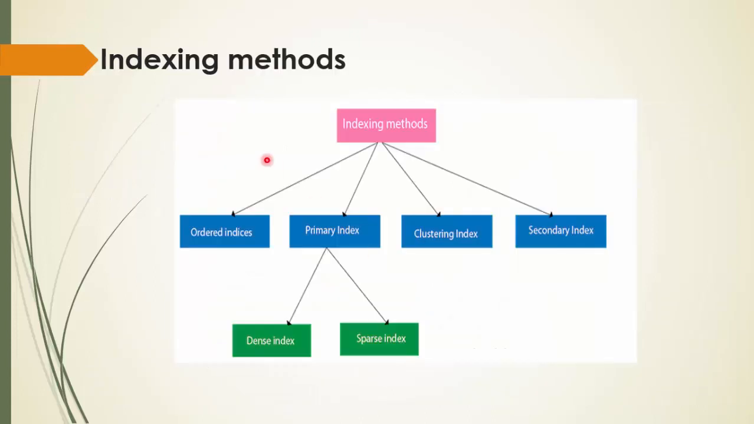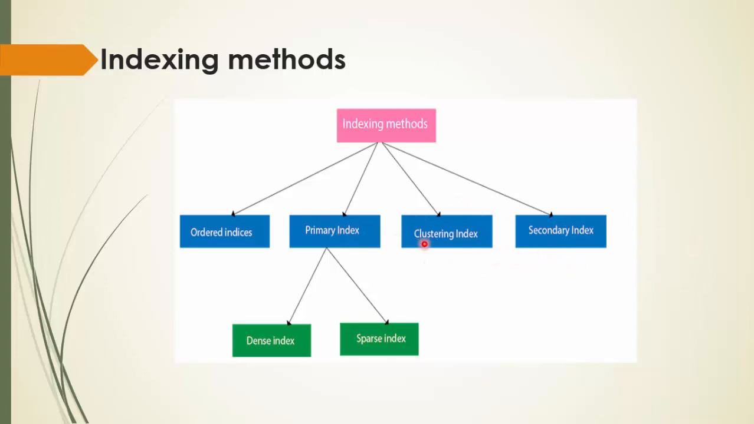Now next is indexing method. There are four types of indexing method. First is order indices, second is primary index. Primary index is further divided into two parts, that is dense index and sparse index. Next is clustering index, and fourth is secondary index.